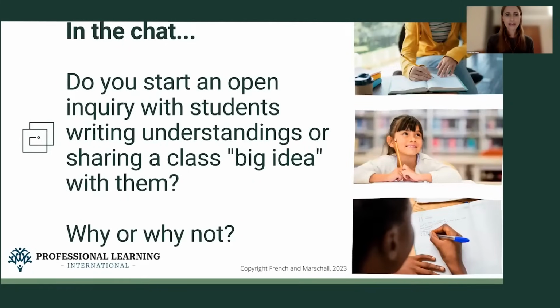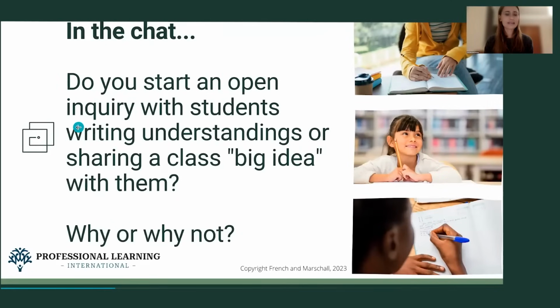So in the chat, do you start an open inquiry, which might be like an exhibition if you're in the PYP or some other form of open inquiry project-based learning with students, by having the students write their own understandings, or by sharing a class big idea with them? If you have some kind of big idea that you want them to be investigating, but choosing ways that they're going to be doing that. And then why or why not.